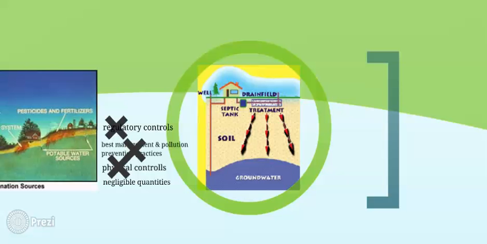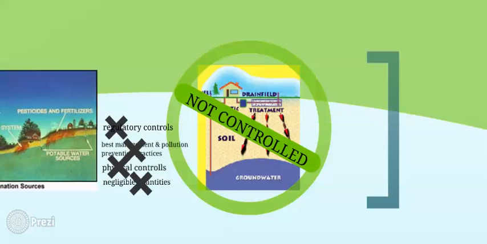And then lastly, we have negligible quantities. With a septic system, that just will never be the case. So no, a septic system is not adequately controlled.